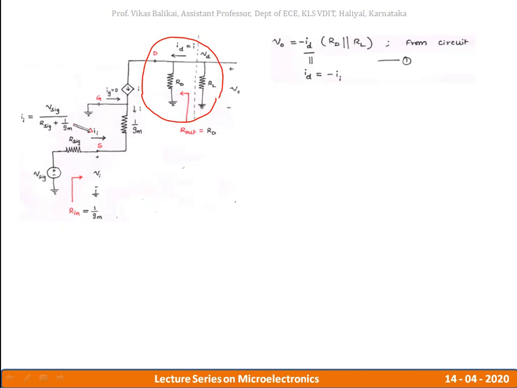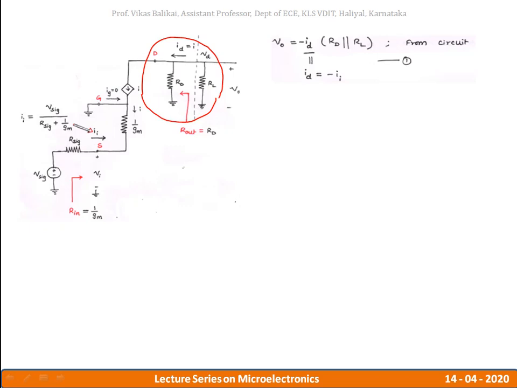So my output current here is Id, and the overall output resistance is the parallel combination of Rd and RL. If I do the simple Ohm's law application, V is equal to I into R, that will give me my output voltage. So Vo is equal to minus Id multiplied by Rd parallel RL.